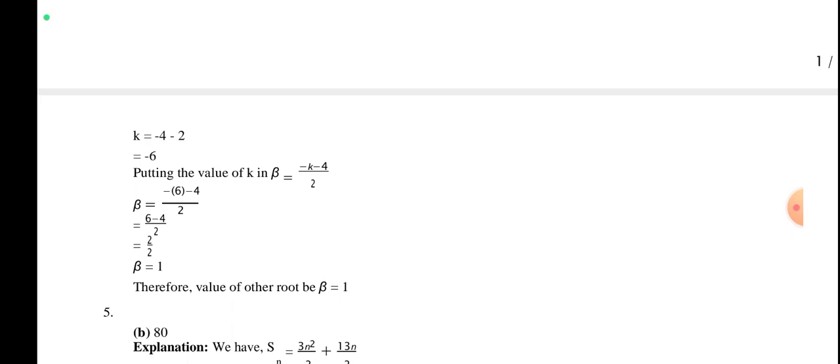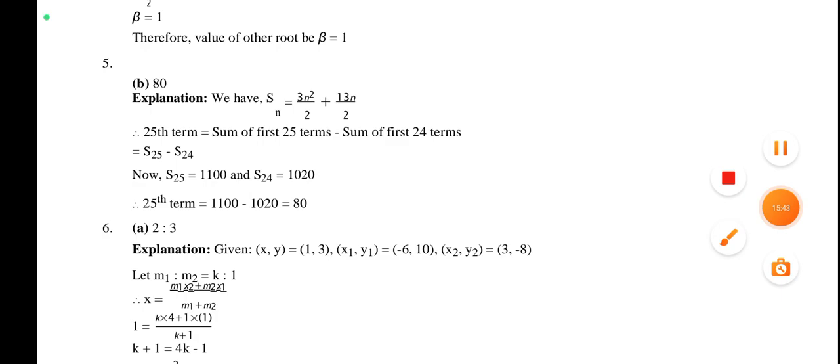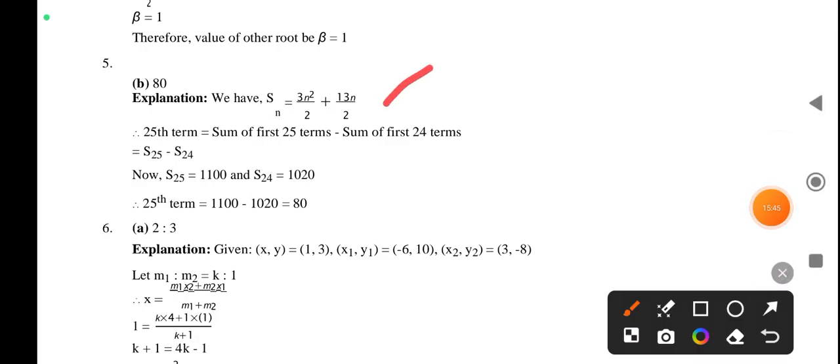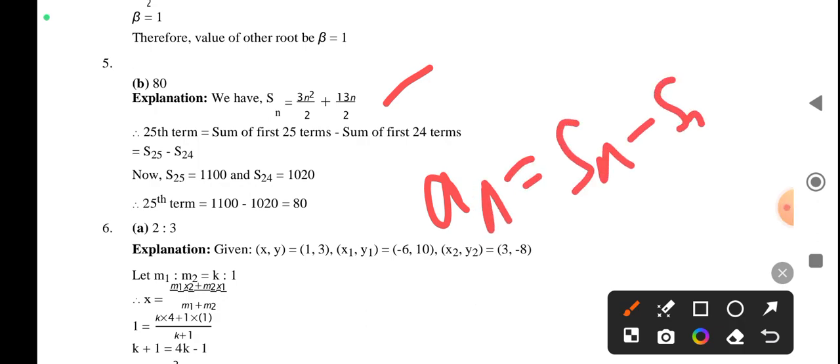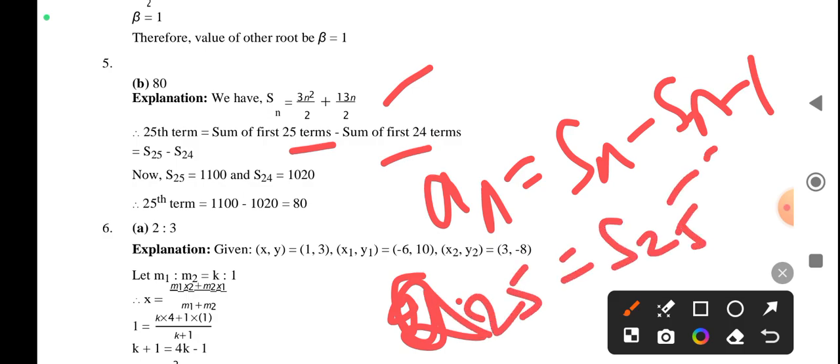Check any other shorter way. They have given this way. Any other shorter way you can find, also inform. Then Sn equal to 3n square by 2 plus 13n by 2. We know the nth term is Sn minus Sn minus 1 formula. That way, the 25th term you wanted to find is the sum of 25 terms minus the sum of 24 terms. Very simple. So I wanted to find the 25th term, A25, then I can write S25 minus S24.